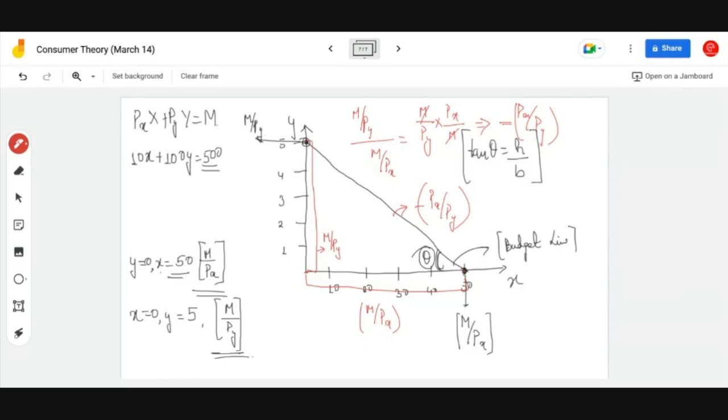Now, what happens when Px increases? What happens when the price of good X increases? You will consume less of X. But we are just talking about the budget line, right? So M upon Px, will this fall or increase? Fall. The base is increasing, so the overall ratio will fall. This means that this line will shift towards the origin. So this will be a case where your budget line becomes steeper.